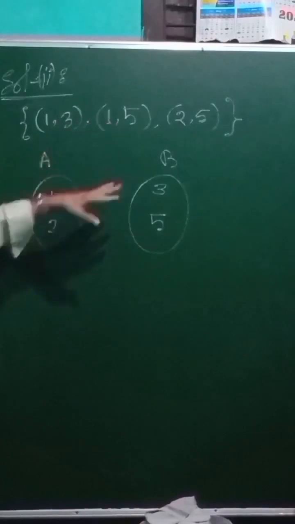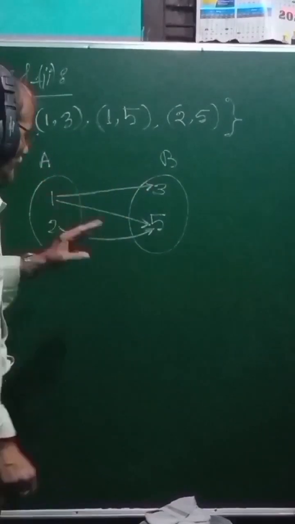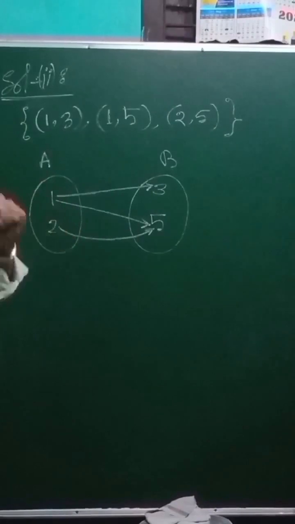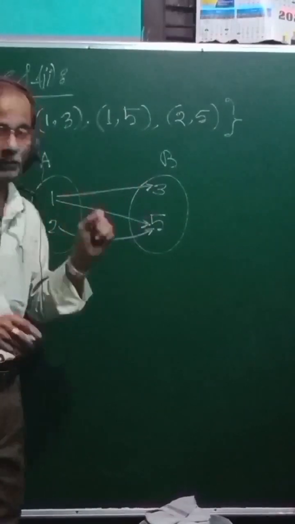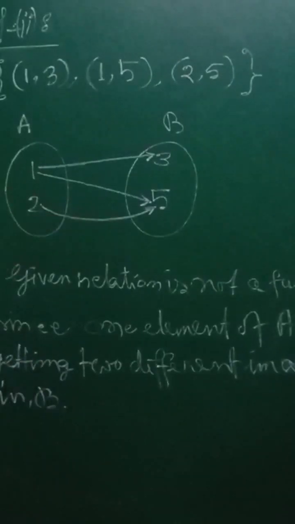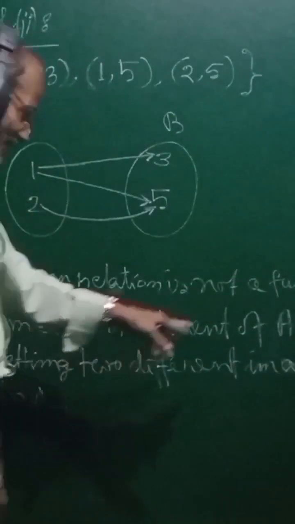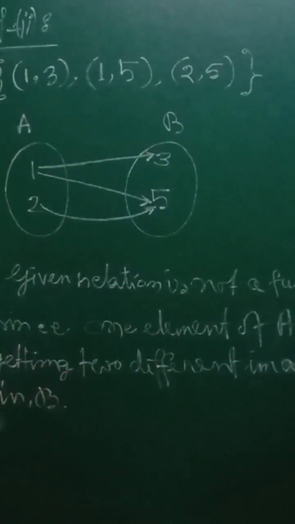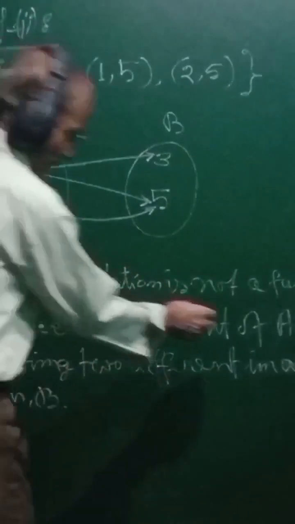So I have converted it into an arrow diagram. See that 1 and 2 input set elements are connected here. First condition satisfied. But the second condition is violated. See, 1 is connected here to 3 and 5, which are two different single elements. Given relation is not a function since one element of A is getting two different images in B. And hence no question of finding the domain and range also. This is the answer for this third part.